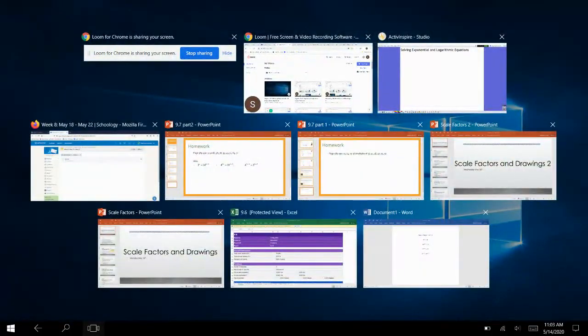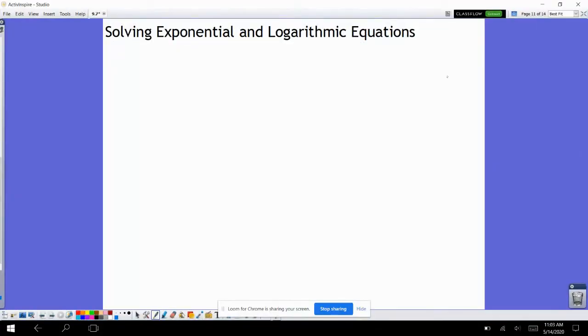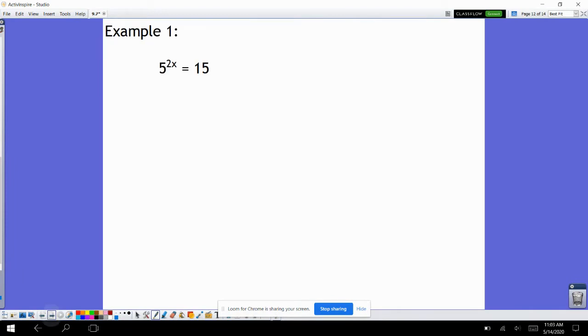Welcome back for part 2 on solving exponential and logarithmic equations. In this video, we are going to look at a couple more examples in which we solve exponential equations in which our bases are not the same. And what we're going to do is use that property of equality for logarithms to help us solve these equations.